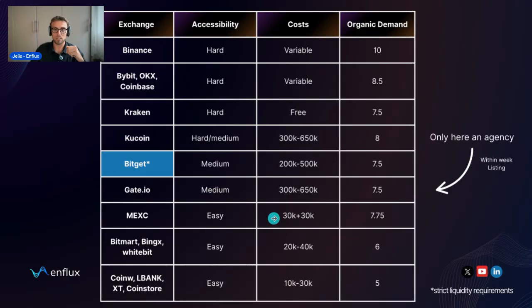So when it comes to MEXC, you pay 60K in total. We rate the organic demand at 7.75, which is even higher than BitCat and Gate, is what we see. Compared to the pricing, and this is different from project to project, of course, but at least when I look at the organic demand, the volume is quite equal. Sometimes Gate shoots a little bit above, sometimes BitCat, and sometimes MEXC, but it's somewhat the same.